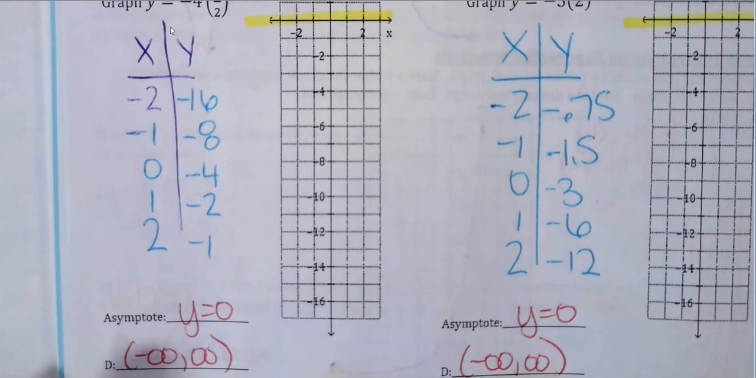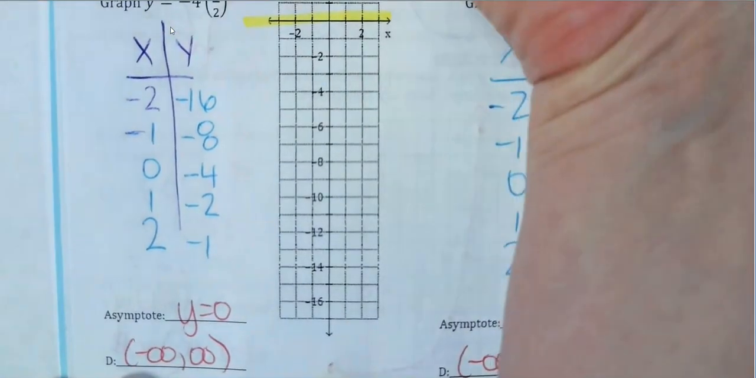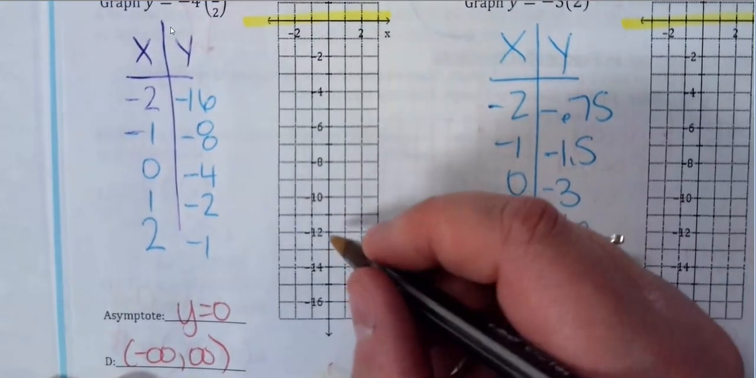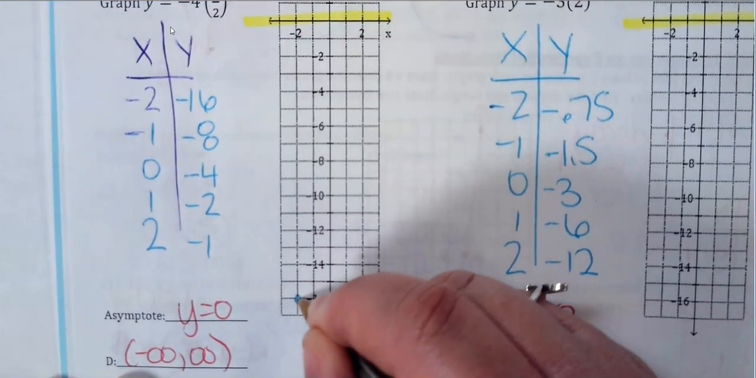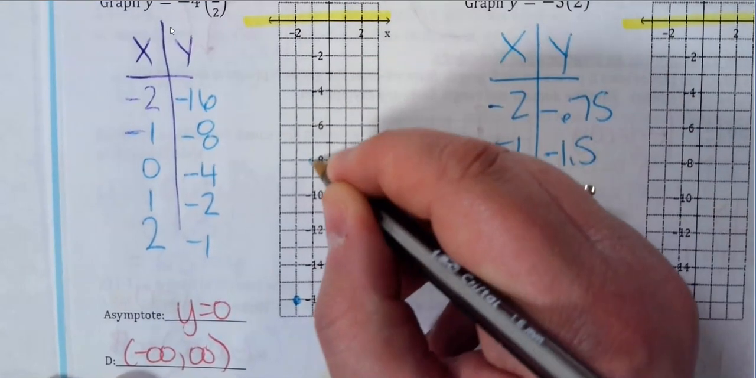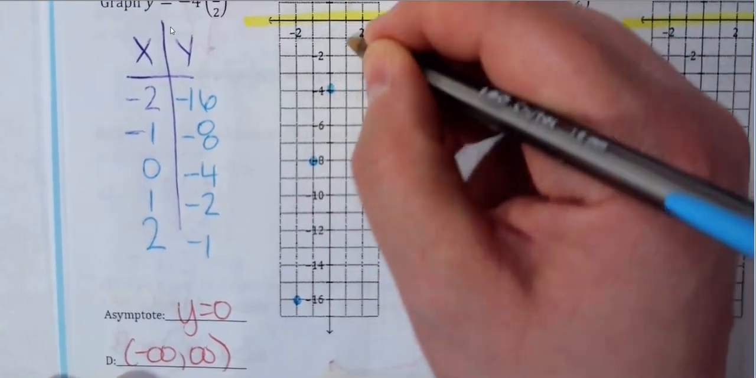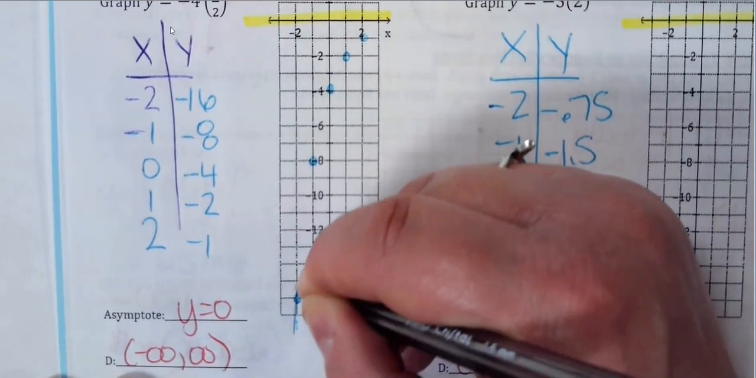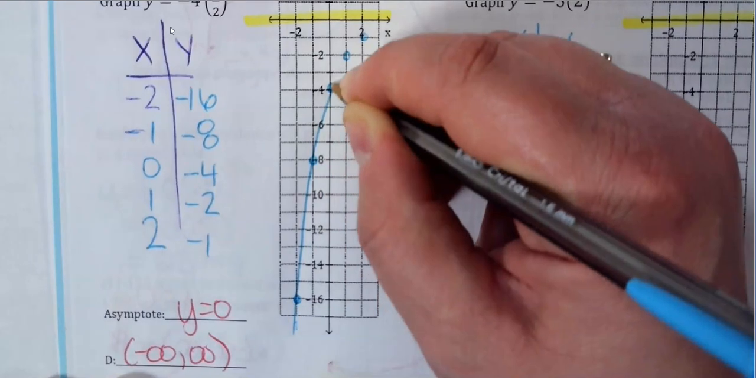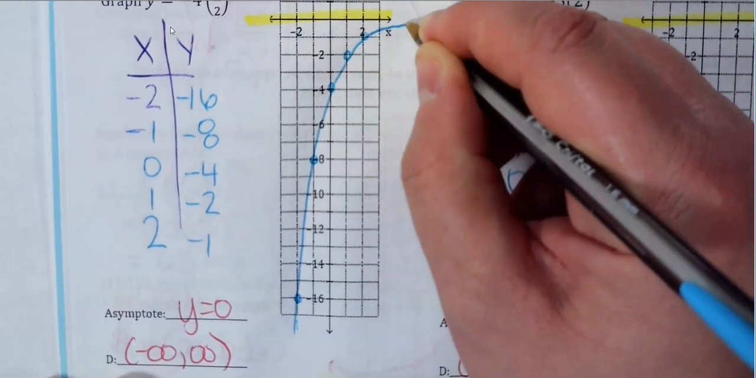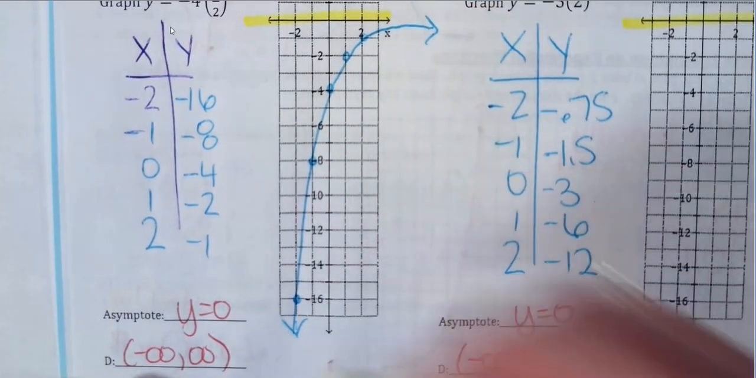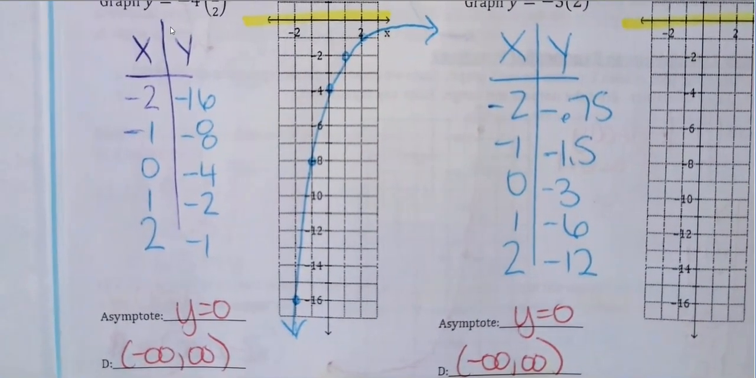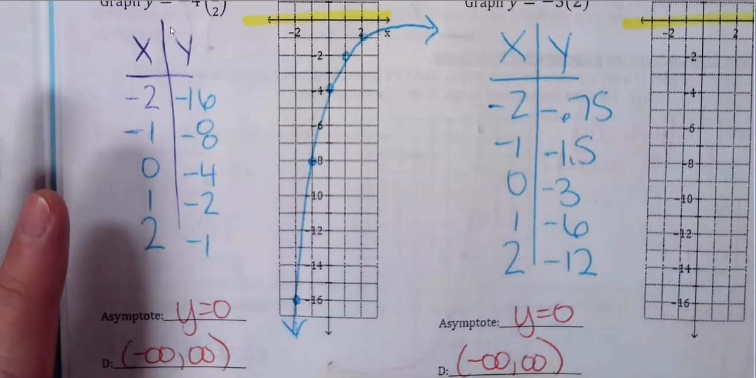So when you plot them, it's just going to take that shape and flip it exactly, just a reflection over the x-axis. So negative 2, negative 16; negative 1, negative 8; 0, negative 4; 1, negative 2; 2, negative 1. And again, this is going to get really close to the x-axis, but it is not going to touch it, not going to go over it. So make sure you don't draw over the x-axis, just kind of curve that. It's going to get really close to it, never touch it, never go over it.